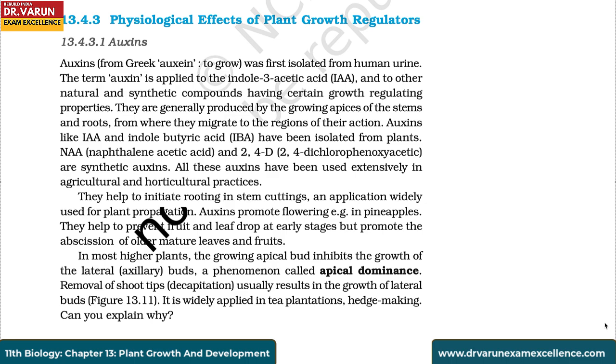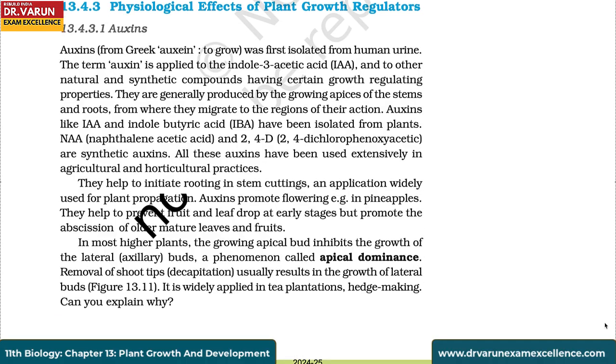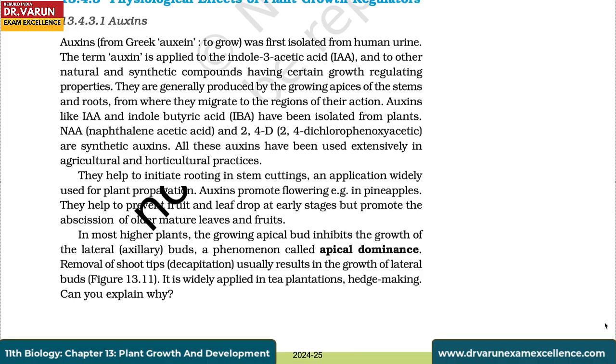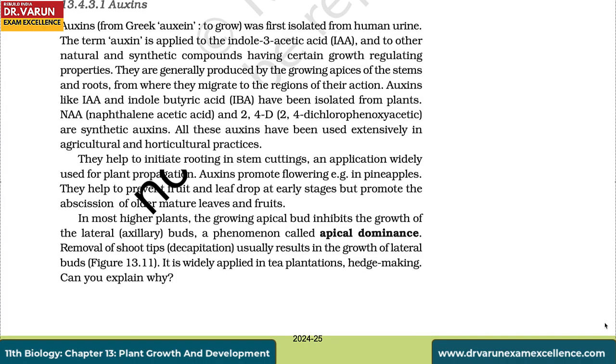Auxins like IAA and indole butyric acid, IBA, have been isolated from plants. NAA, or naphthalene acetic acid, and 2,4-D, which is 2,4-dichlorophenoxyacetic acid, are synthetic auxins. All these auxins have been used extensively in agricultural and horticultural practices. They help to initiate rooting in stem cuttings, an application widely used for plant propagation. Auxins promote flowering, for example in pineapples.